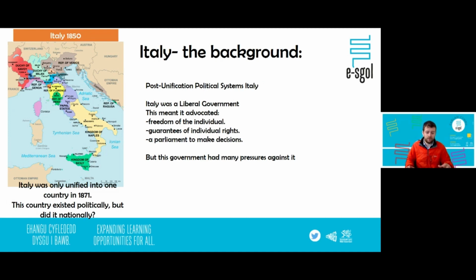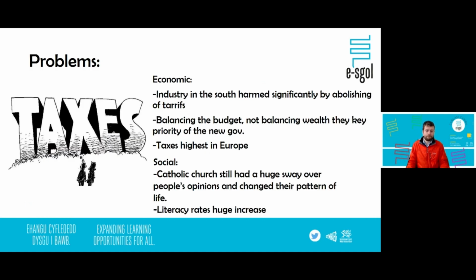Nonetheless, this government had massive pressures against it. The first focus of these problems is economic. Industry in the South had been harmed significantly by the abolishing of tariffs. Before 1871, as products moved between those different republics and duchies, they could charge tariffs, a tax on those goods moving back and forth. As soon as they abolished those taxes, it was cheaper and easier to make things in the north and not in the south, and with it, jobs were lost in the south, and so on. Balancing the budget was a massive issue.